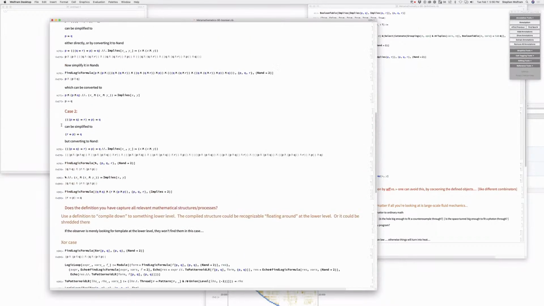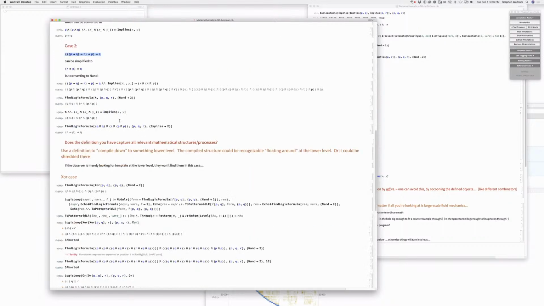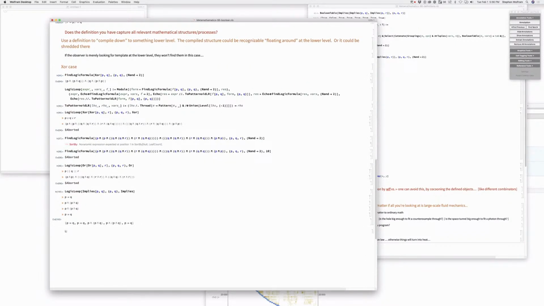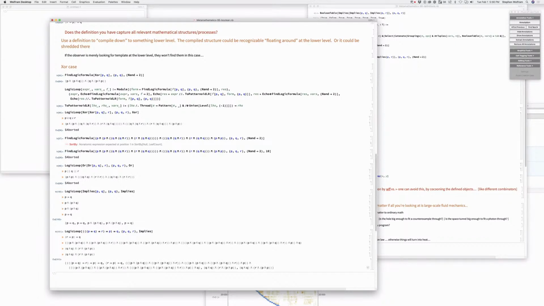Dandy. So let's try the ones that we had up here. Okay, so that was successful. Right, so the problem is that we can't simplify these things here in terms of NAND, which is interesting in its own right. So I wonder what happens, well, let's echo what form is.